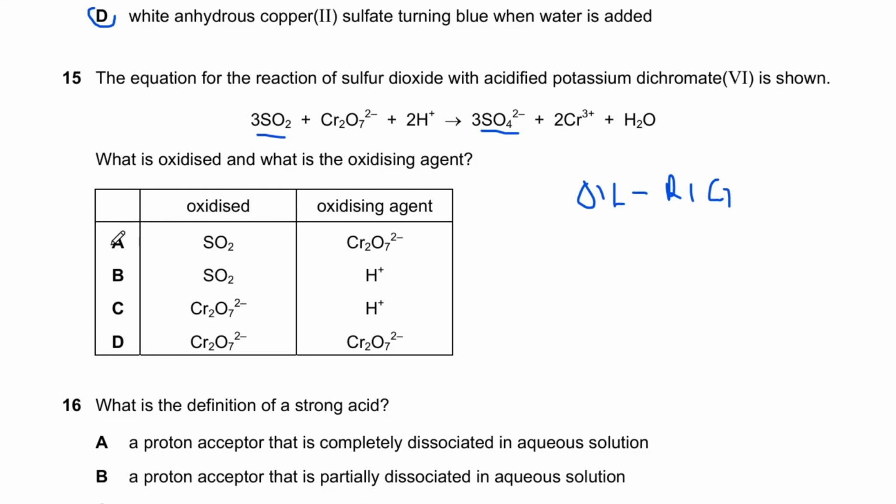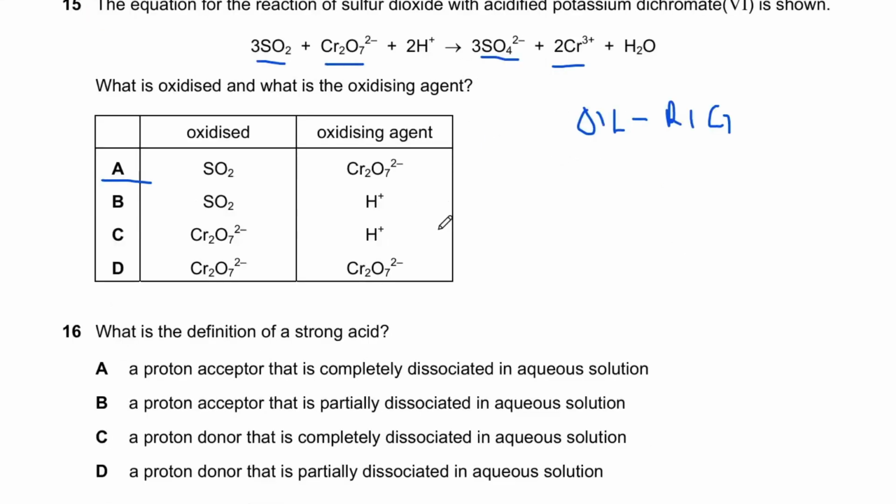So our answer is between options A and B. C and D are out. Then the oxidizing agent. Let's look at the chromium for option A. Look at the charge, from negative to positive. So chromium is reduced. And if chromium is reduced, it is the oxidizing agent. The substance that is reduced is the oxidizing agent, and the substance that is oxidized is the reducing agent. So since chromium is reduced, it is the oxidizing agent. So our answer therefore is A.